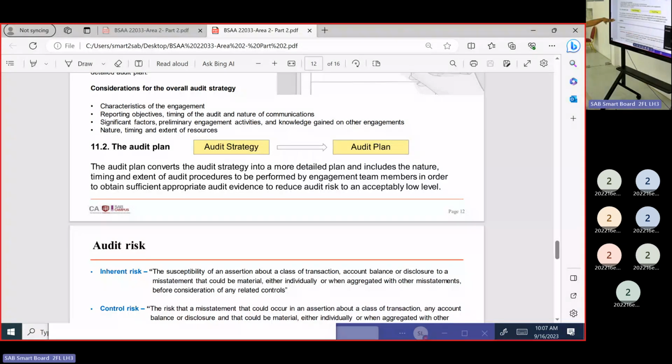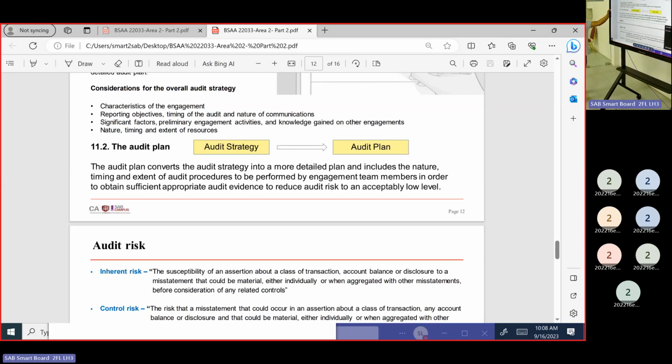So here we have a small para, and this para is very meaningful. The audit plan converts the audit strategy into a more detailed plan and includes the nature, time, and extent of audit procedures to be performed by engagement team members in order to obtain sufficient appropriate audit evidence to reduce audit risk to an acceptable low level. Very meaningful, right?